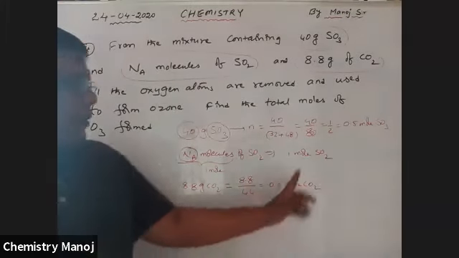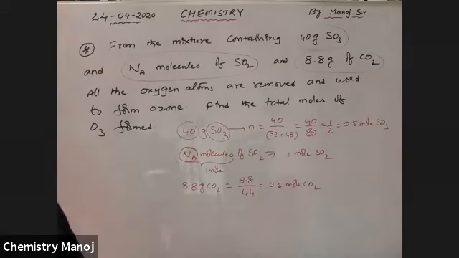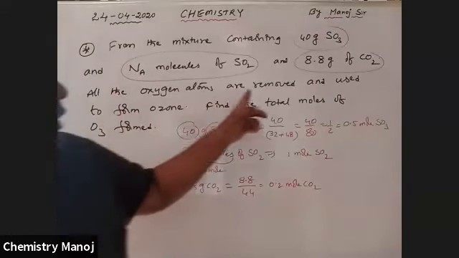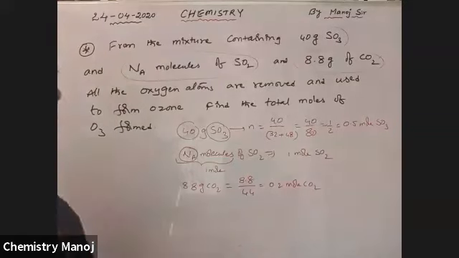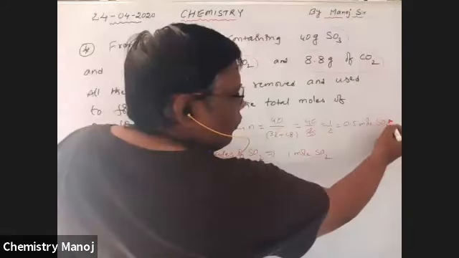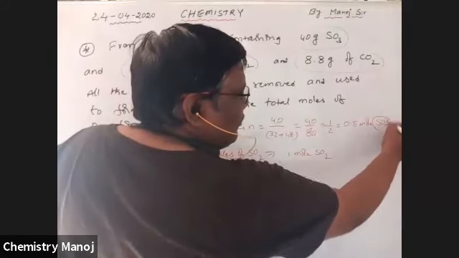So these are the numbers of moles of each substance. Next, all the oxygen atoms are removed. So here, 1 mole SO3 contains 3 moles of oxygen atoms.